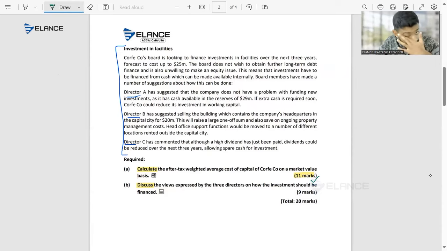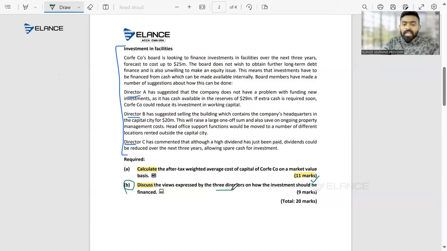Okay, so now we are focusing on the theoretical part of the same question. Do read this other part, investment in other facilities, and read this question B. Theoretical questions are the trickiest questions to attend for papers like FM. But this question is a direct question. There are some views expressed by three directors. We need to discuss their views. Many questions like this will say there are some opinions expressed by some directors. We need to discuss their viewpoint. So we have to read once again from the scenario.